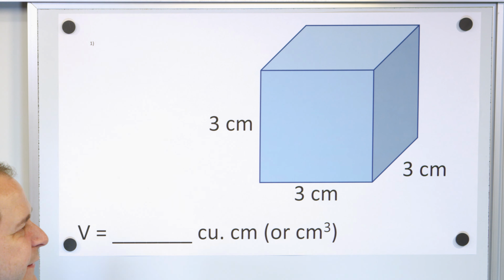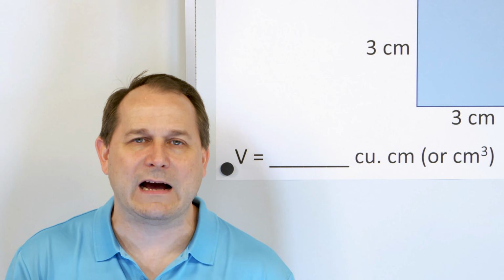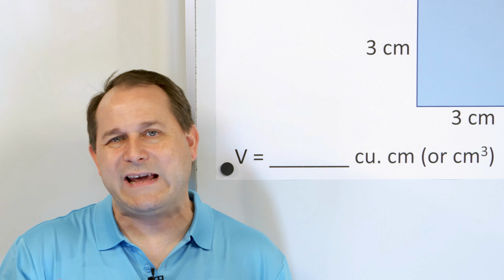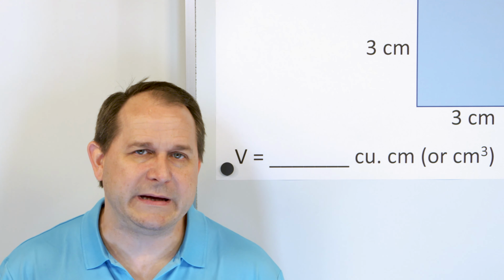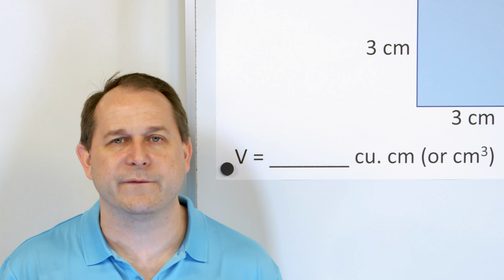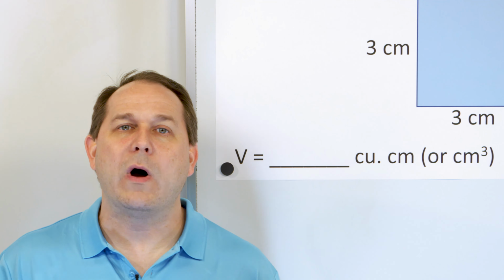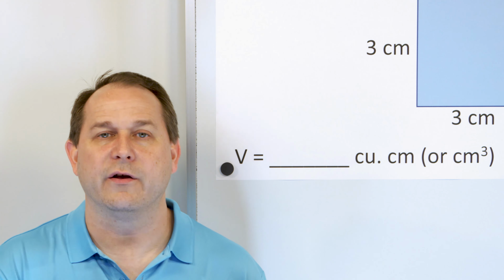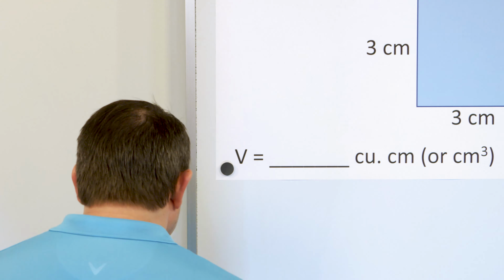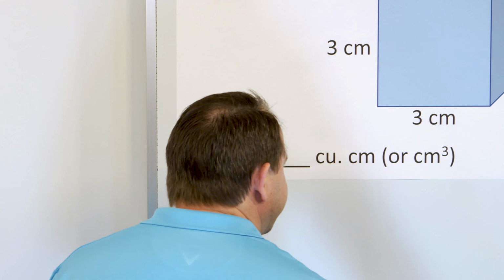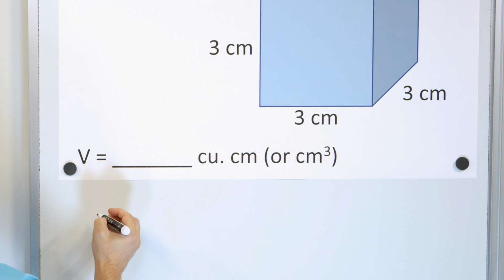So what I want to do is first show you the equation to calculate the volume, and then we're going to calculate it and talk about exactly what it means and what the units mean, because it's important for you to understand how volume is different than area and why the units are different also. So that's also part of what we want to do today. So first, let's just get to the nuts and bolts of the equation for the volume.